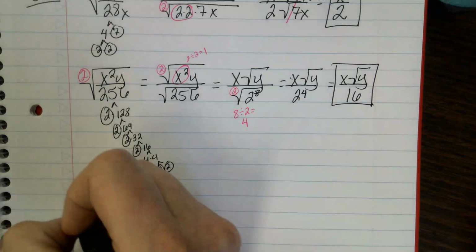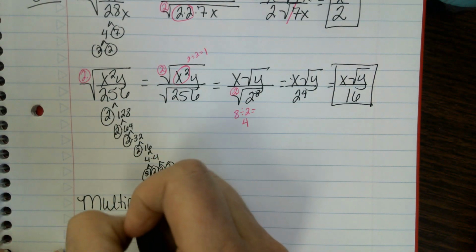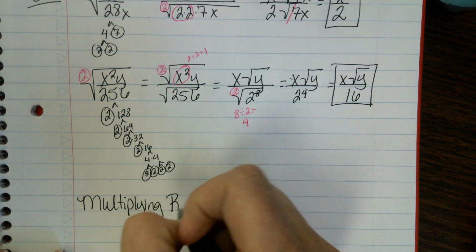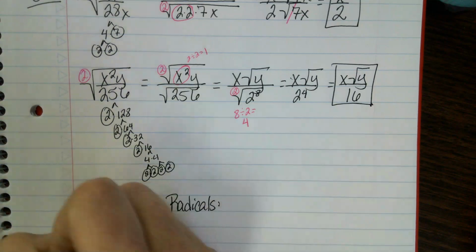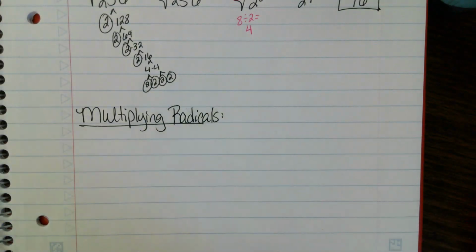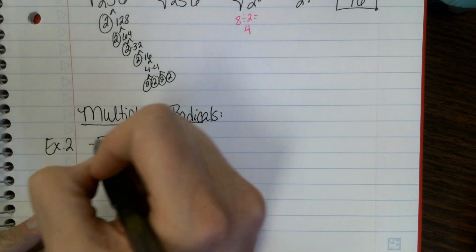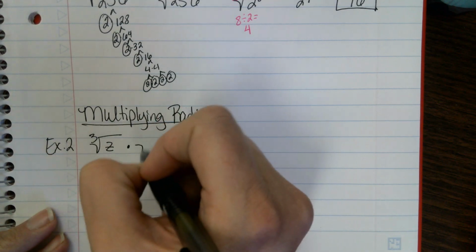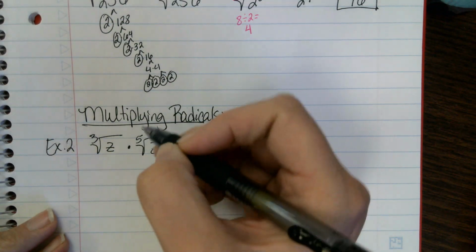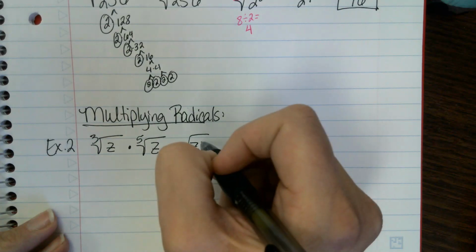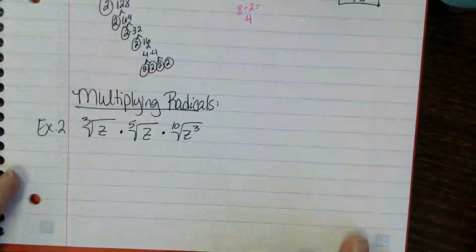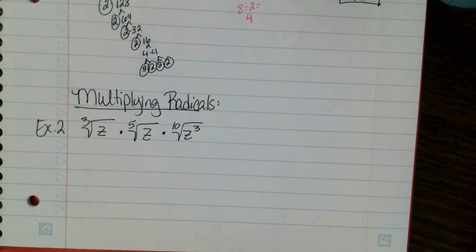Okay, let's look at multiplying radicals. If I have the cube root of z times the 5th root of z times the 10th root of z to the 3rd power. You'll see they're getting a little more complicated. What I'm not liking here is I don't have the same index. So I just don't feel like I can just multiply z times z times z to the 3rd power, right?